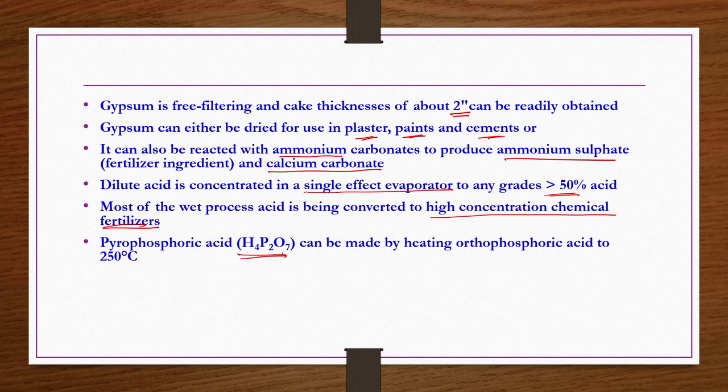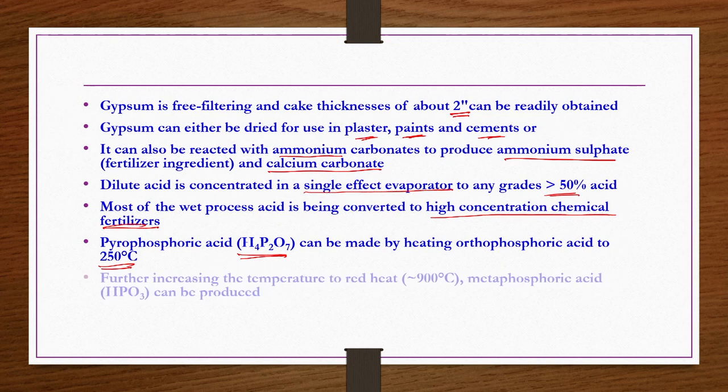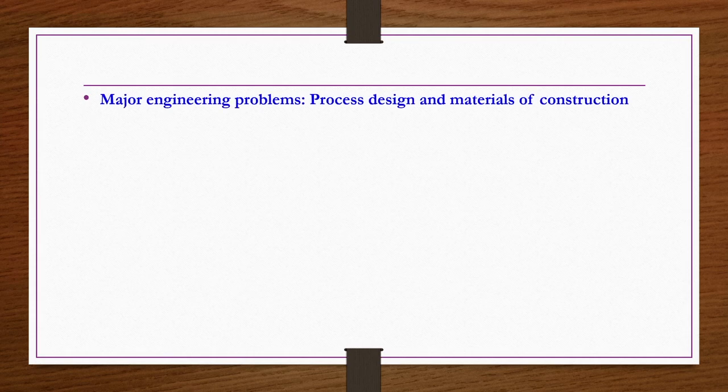Pyrophosphoric acid can be obtained by heating orthophosphoric acid to 250 degrees centigrade. If you heat the orthophosphoric acid to a very high temperature like 900 degrees centigrade, then you can get metaphosphoric acid as well. Okay. Engineering problems: process design, and then materials of construction.